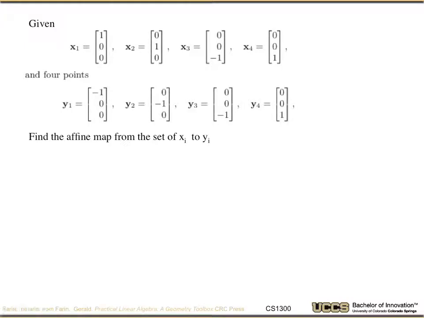Let's do another one where we want to find the affine map. This is a little bit more complicated. So given these 4 points, x1 through x4, and the 4 points y1 through y4, find the affine map that maps these 4 points into those 4 points. So x into y, map them. Remember, it's a full affine transformation. Come back after you have your answer.